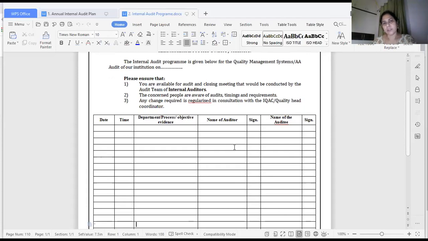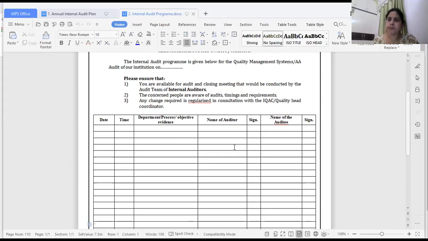Here, in the table below, you can see you are mentioning which date, which time, and sometimes a whole department will be audited. Like if I say BA department will be audited for all the processes of BA. That is also possible. Or you are going for only a few processes, 3 to 4 processes of that particular department. Then you mention the processes.